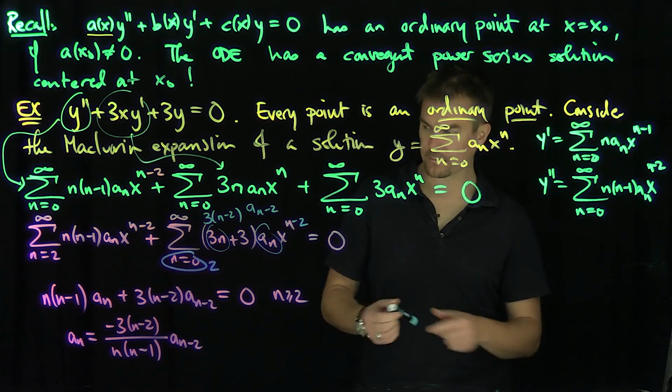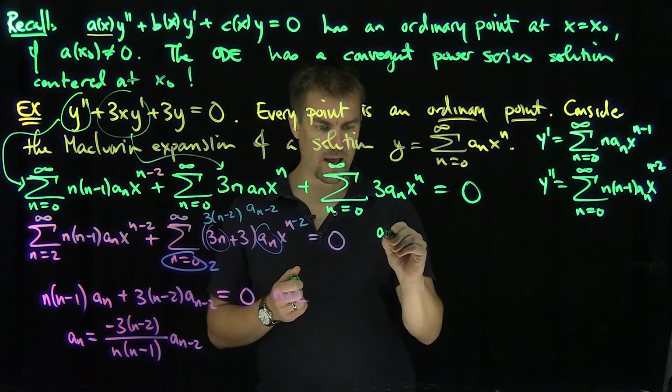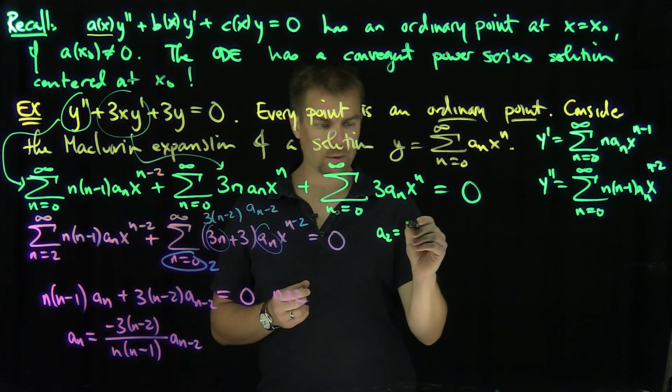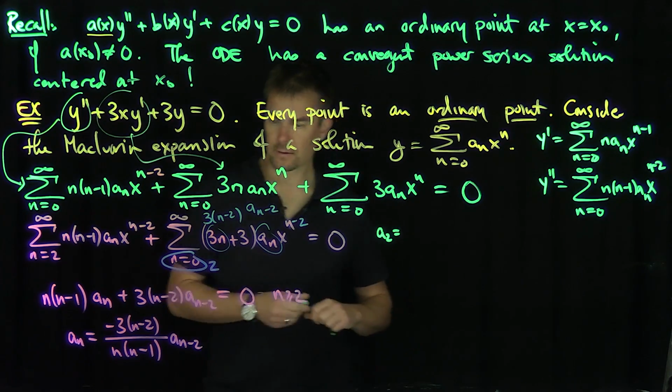So let's see what happens then. So let's do some examples of this. So of course, what does that tell me? It first tells me that a_2 is equal to what? Is equal to negative 3. So I'm going to plug in n equals 2, right? And then I will get what?